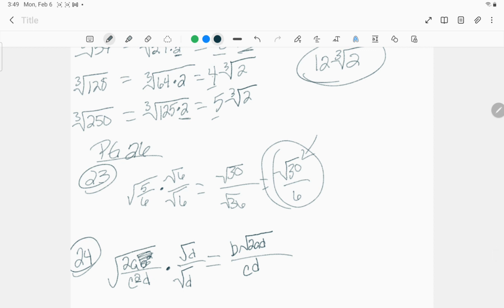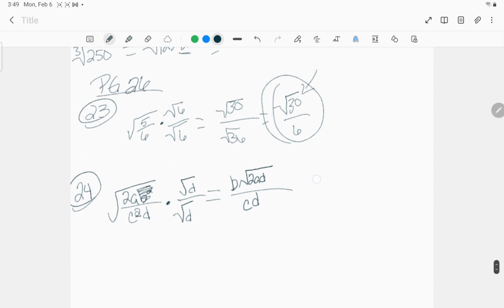Okay, do you see why it is cd? I just didn't write it out, but c squared d times d equals c squared d squared. And the square root of that is cd. All right, so that is your final answer.